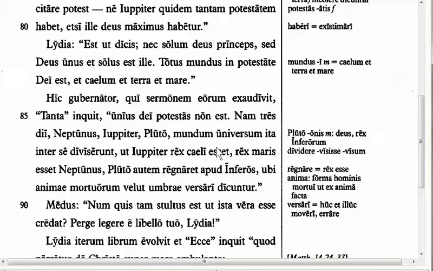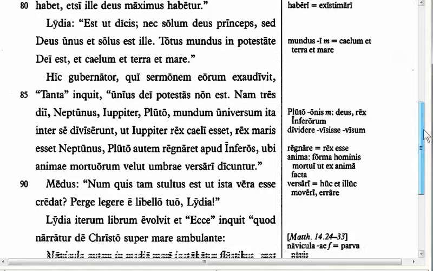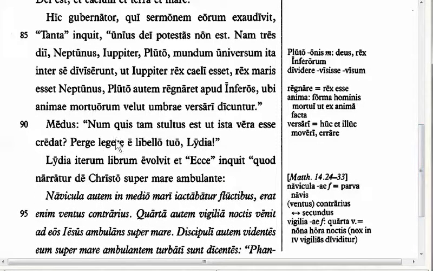In line 91, we'll start with line 90. Medus says, "Num quis tam stultus est, ut ista vera esse credat." So Medus says, surely there isn't anyone so stupid that they would believe those things are true. So here we have credat, third person singular, subjunctive, but it's a present subjunctive active.